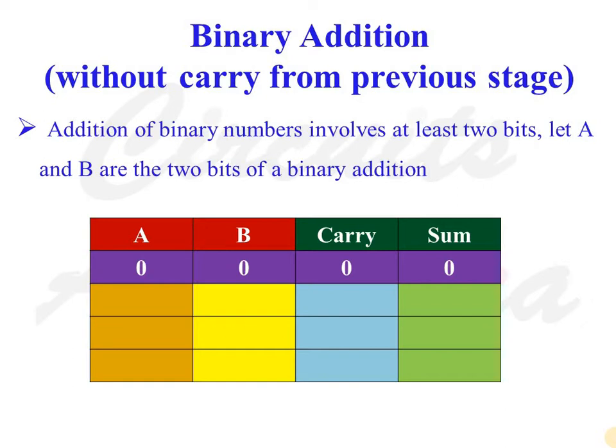As there are 2 bits or 2 variables A and B, there are 4 possible input combinations. A is equal to 0, B is equal to 0; A is equal to 0, B is equal to 1; A is equal to 1, B is equal to 0; and finally A is equal to 1 and B is equal to 1.